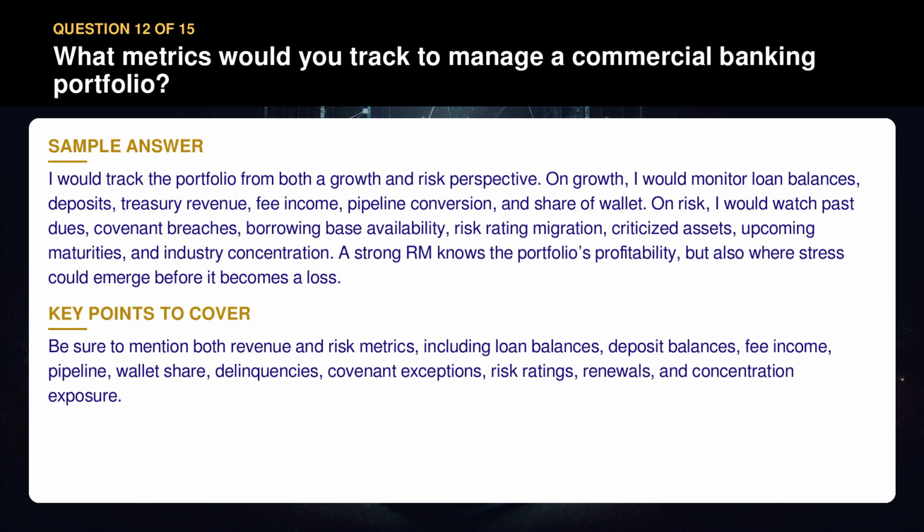Be sure to mention both revenue and risk metrics, including loan balances, deposit balances, fee income, pipeline, wallet share, delinquencies, covenant exceptions, risk ratings, renewals, and concentration exposure.